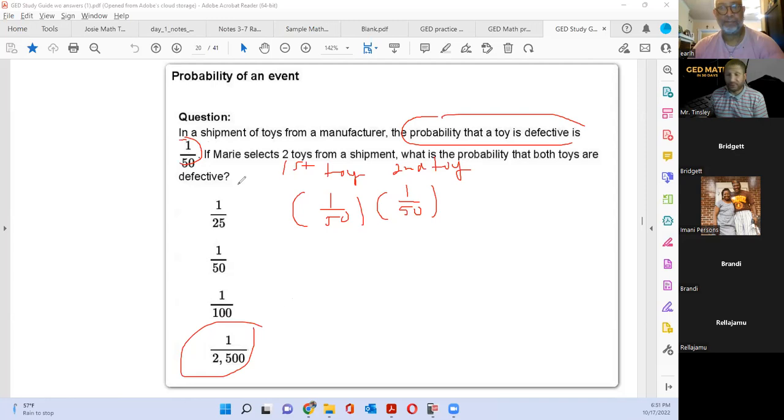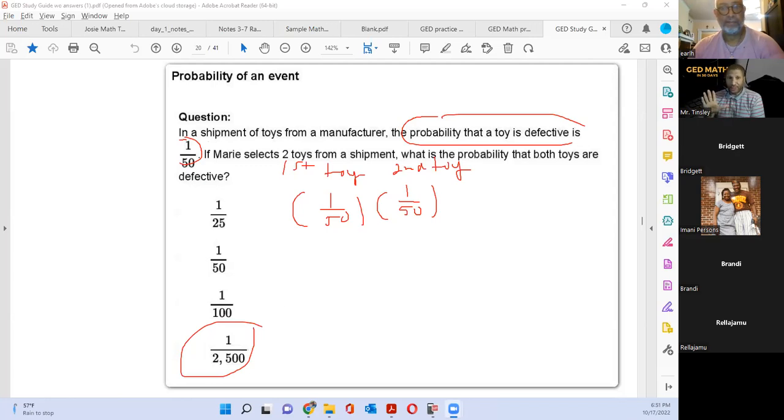They gave it to us already. They already gave us the probability, 1 over 50. So the probability of picking the first toy, 1 out of 50. What's the probability of picking the second toy? 1 out of 50. So what's the probability of having two toys that's defective? That's compound probability. We're going to multiply. It's 1 out of 2,500. There you go. Are there any other probabilities? Like simple probability, okay. Compound probability.